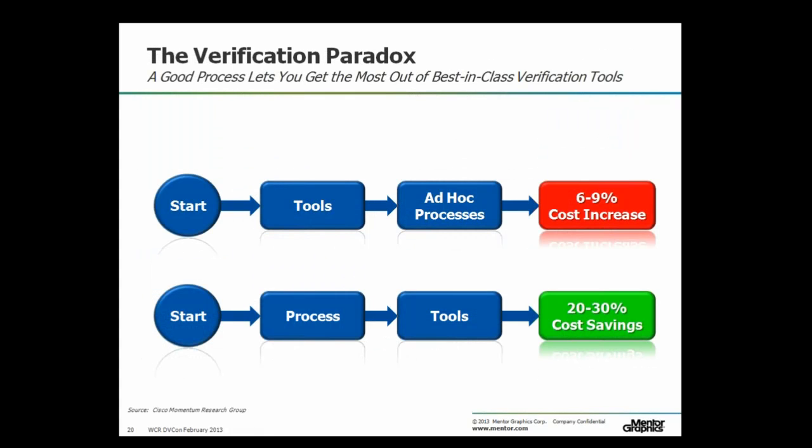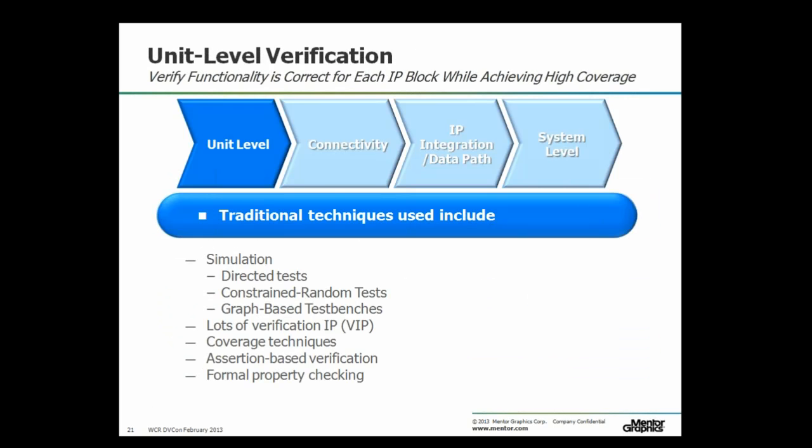So the paradox is that you really don't want to start with the tools. Because if you start with the tools and the technology, which is what we're all here to talk about today, and then develop ad hoc processes, what surveys actually show is that it results in a cost increase. Conversely, if you start with a process, you put together a good, rigorous verification process, and then adopt tools to fit within that process, cost savings. So let's see what we mean by that.